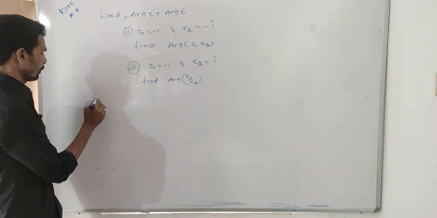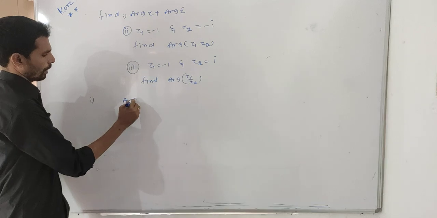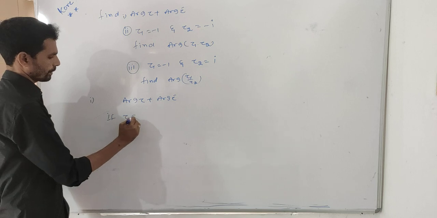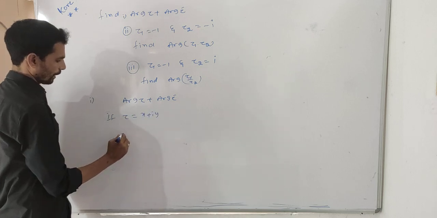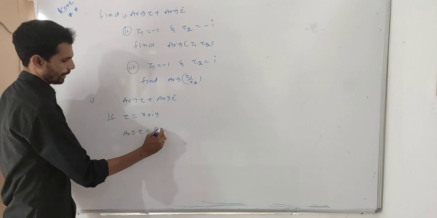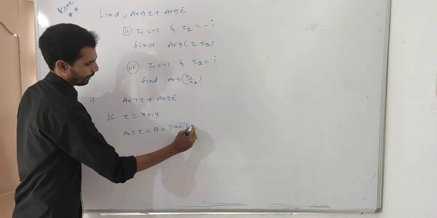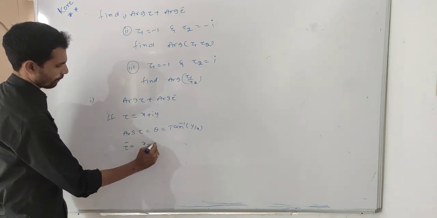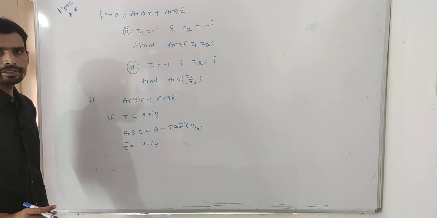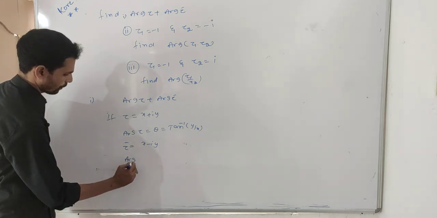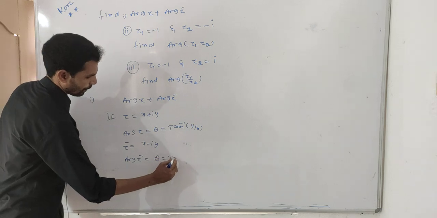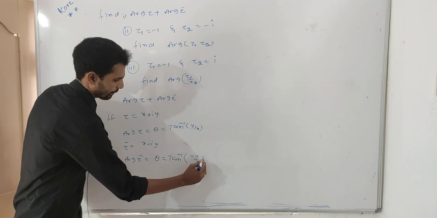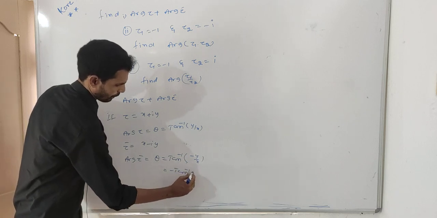First one, solution we already know. Solution of the first one. What is given? What you want: arg z plus arg z bar. Already we know if z is equal to x plus iy, a complex number, what is the theta? Arg z is equal to theta is equal to tan inverse of y by x. Next, z bar is equal to x minus iy. What is the bar? Bar means conjugate. Conjugate means x minus iy. I want arg z bar. Arg z bar theta is equal to tan inverse of imaginary part by real part, minus y by x. That is equal to minus tan inverse of y by x.